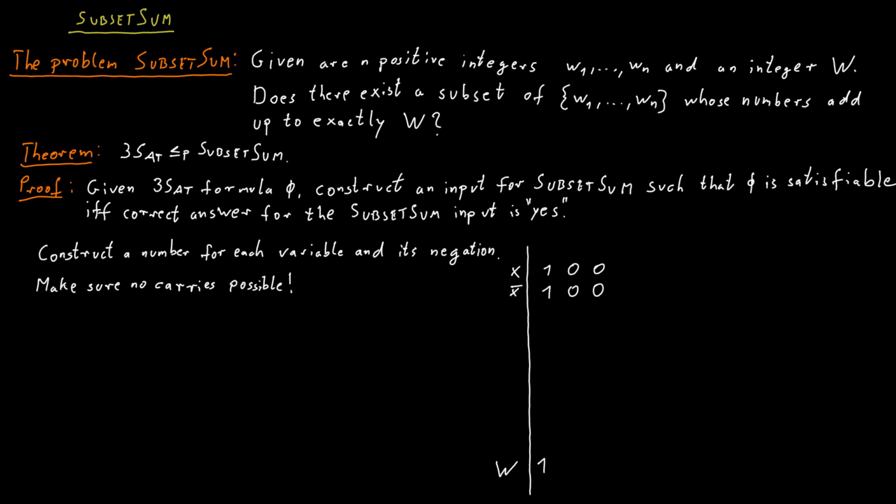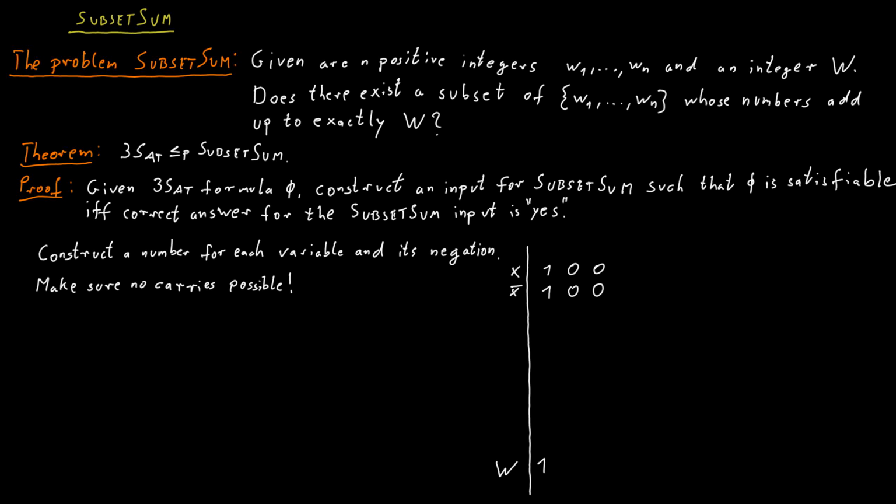So if we want to have any hope of reaching a 1 in the first position, we have to select exactly one of the 2 numbers that belong to x and not x. Either we have to pick x into our subset, or we have to pick not x into the subset. If we pick neither, we will have a 0 where we should have a 1. And if we pick both, we will have a 2 where we should have a 1.